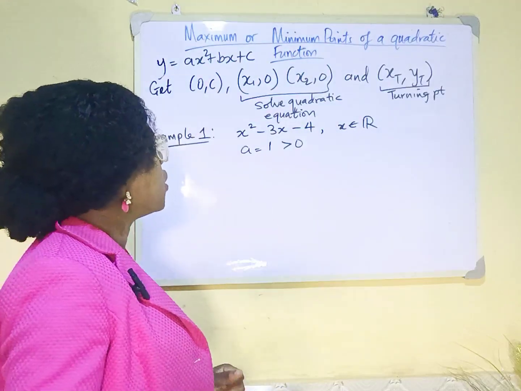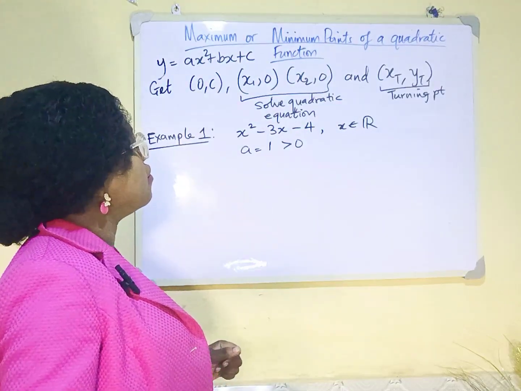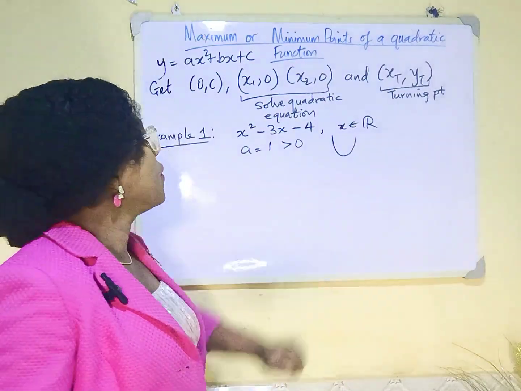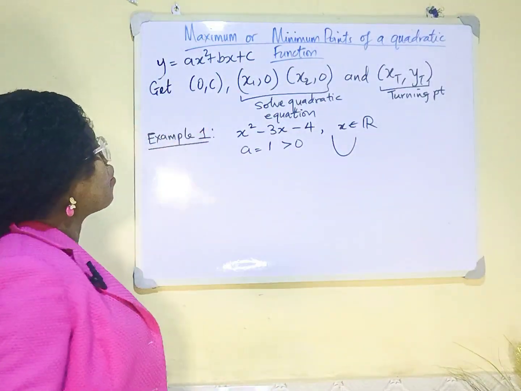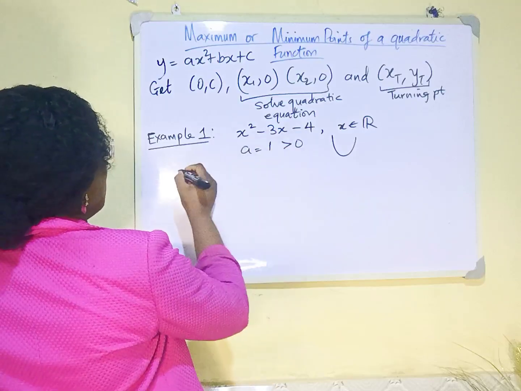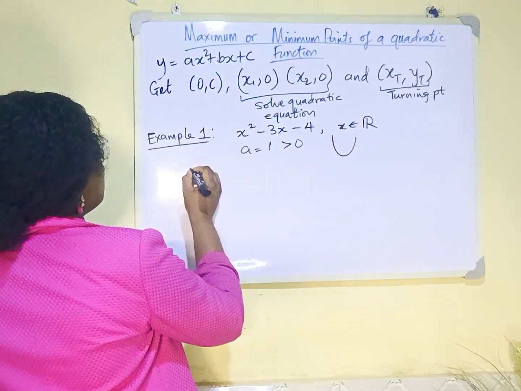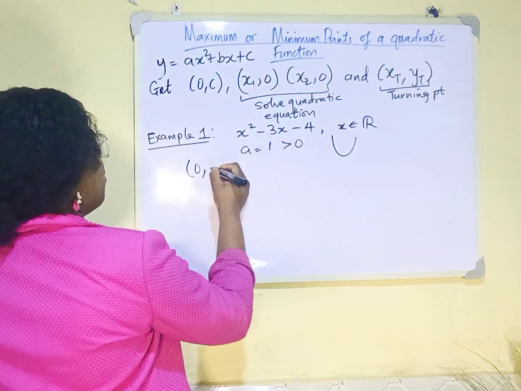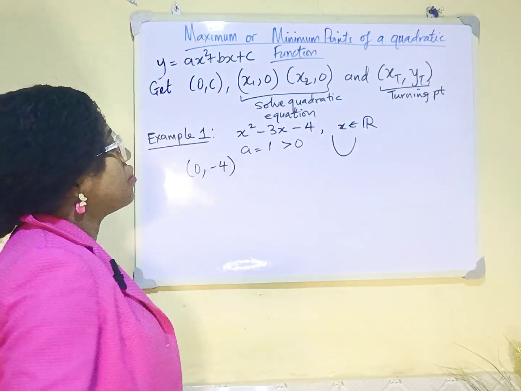Going back to this question, since a is greater than 0, we are going to have a U, something that looks like this. Let's get our 0, c. From here, we see that c is minus 4. So we have 0, minus 4. This is the first point.